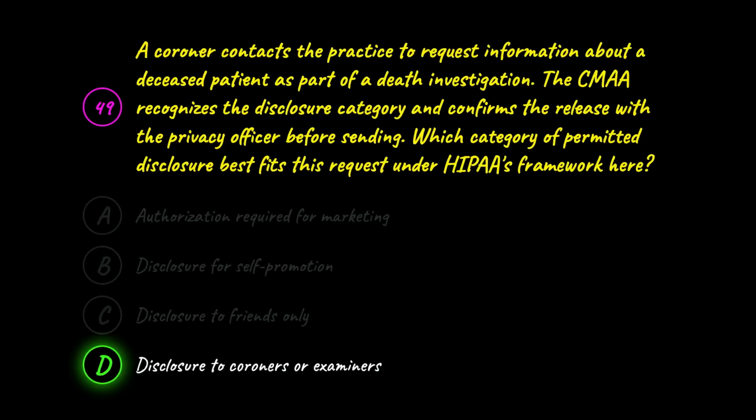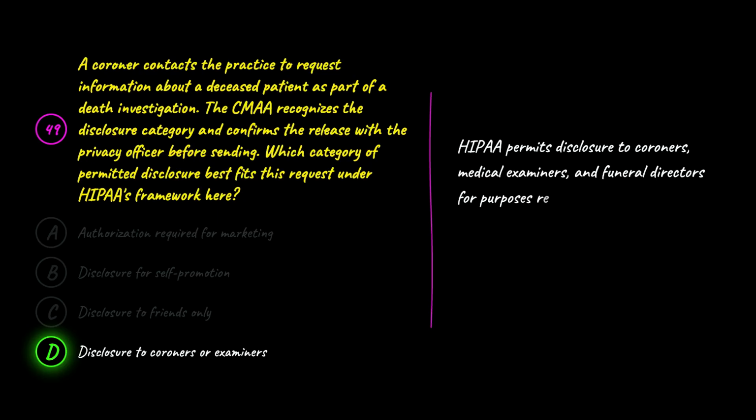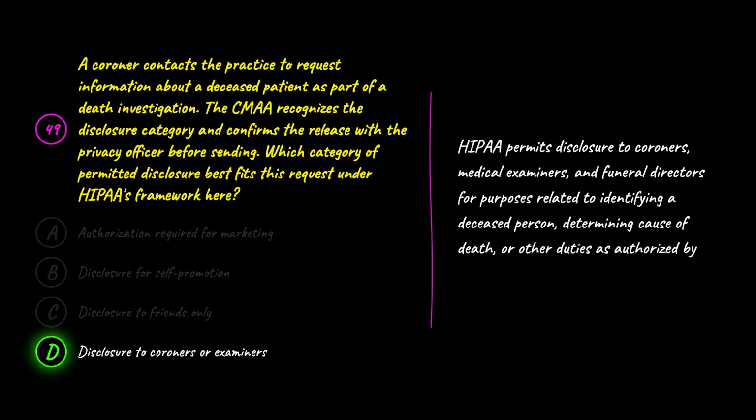The correct answer is D. Disclosure to coroners or examiners. D is correct because HIPAA permits disclosure to coroners, medical examiners, and funeral directors for purposes related to identifying a deceased person, determining cause of death, or other duties as authorized by law without specific authorization.